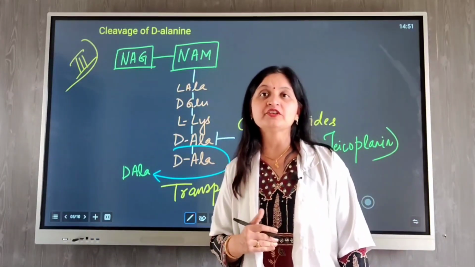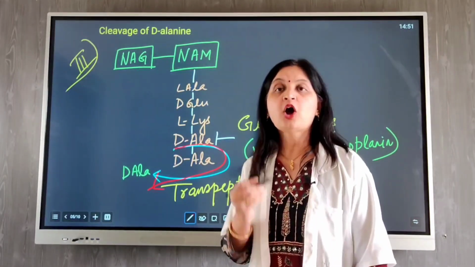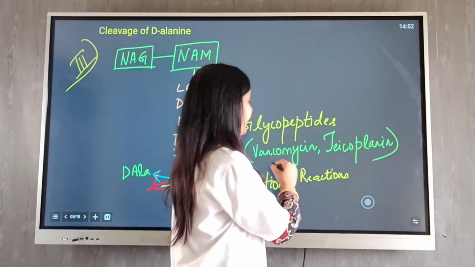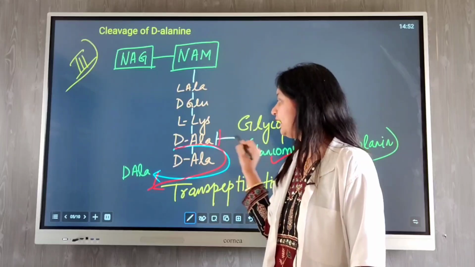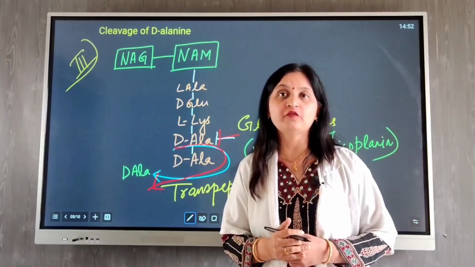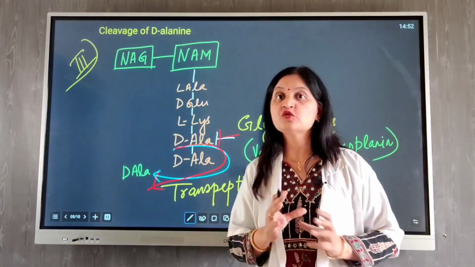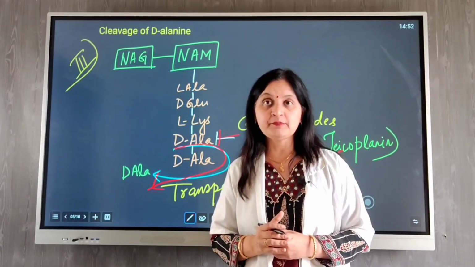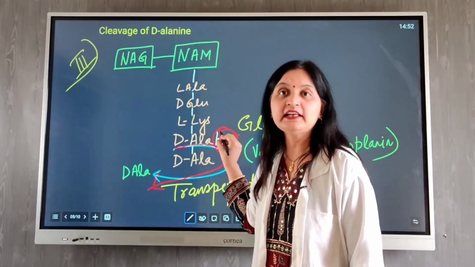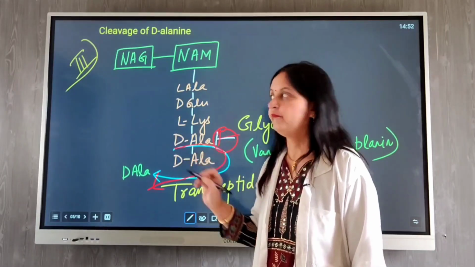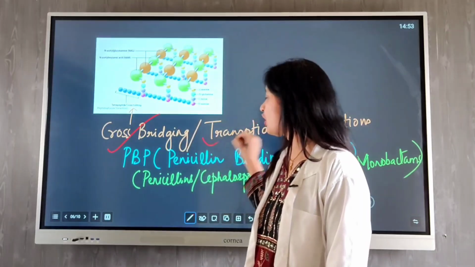Prior to cross-bridging, there is cleavage and release of the terminal amino acid, that is D-alanine. Glycopeptide antibiotics such as vancomycin and teicoplanin strongly adhere to D-alanine and prevent its release or cleavage, and this inhibits cross-bridging or the transpeptidation reaction. So, further transpeptidation cannot occur because the antibiotic is attached to D-alanine and inhibits its cleavage or release. Now, the final step in the synthesis of peptidoglycan is transpeptidation or cross-bridging.